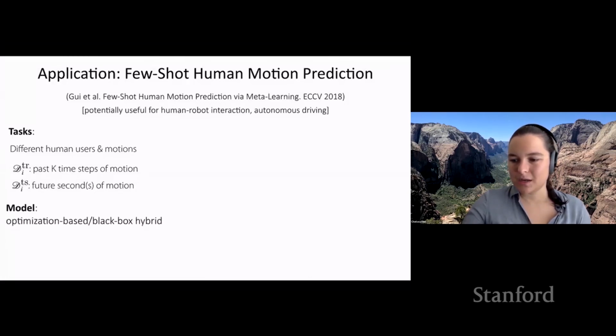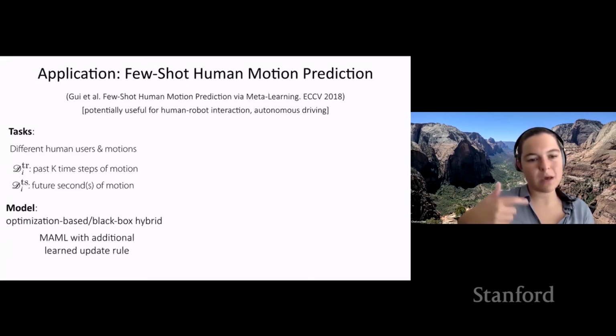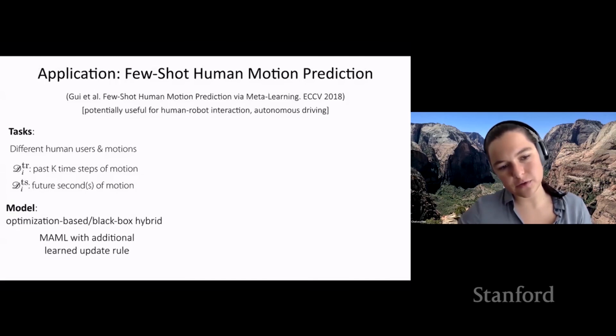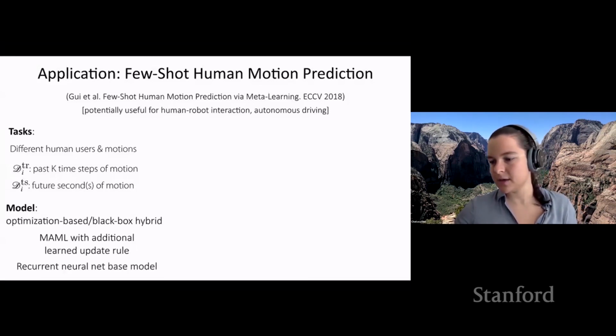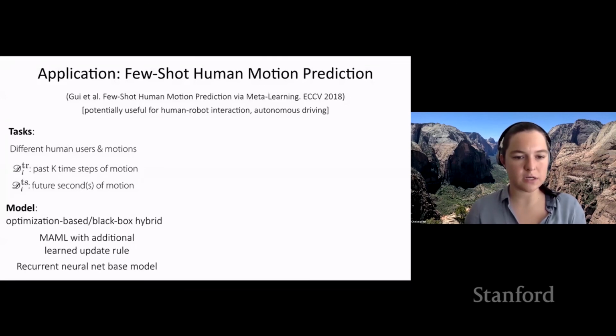In this case, they use a hybrid of an optimization-based and a black-box method, where they used MAML, where they first fine-tuned with gradient descent, and then additionally used a learned update rule on top of those fine-tuned parameters, and then trained everything end to end. And then their base model was a recurrent neural network.